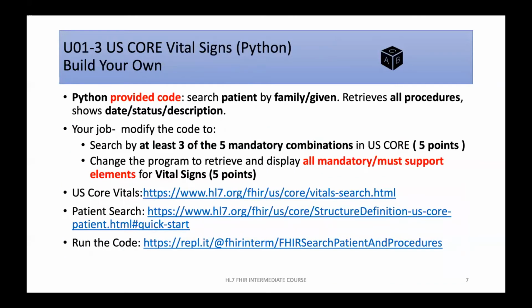The next one is in Python. We don't do a lot of Python, but it's fun to understand it. So we provide you with a code that searches a patient by family and given and retrieves all procedures, and then shows date, status, and description for these procedures. So your job is to modify the code to search by the combination mandated by US Core, and also to change the program to retrieve and display all vital signs instead of procedures. So these are the URLs to know what you want to do, and the code is also there for you to run it and to modify it if you want.